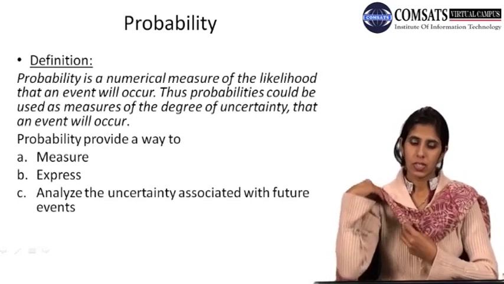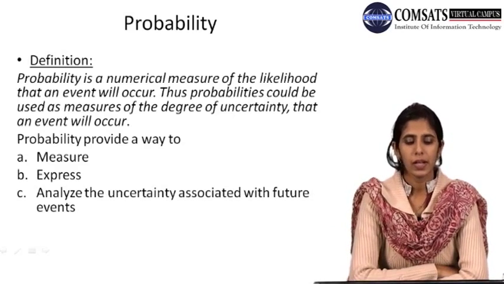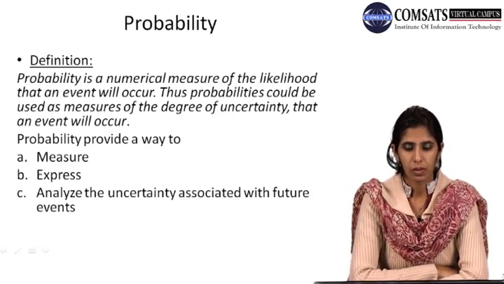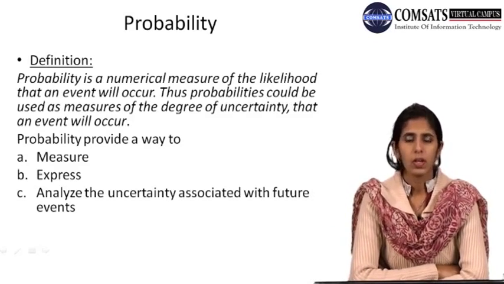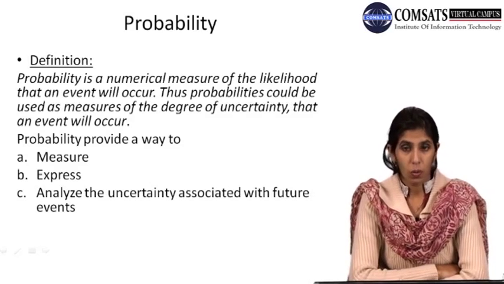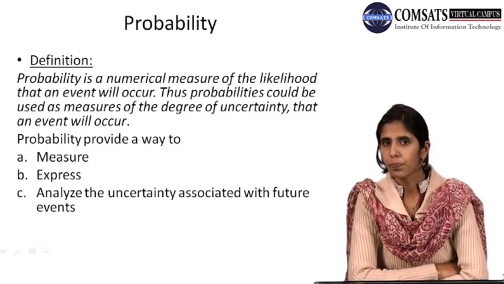Now what does the definition state? Probability is a numerical measure of the likelihood that an event will occur. Thus, probabilities could be used as a measure of the degree of uncertainty that an event will occur. Ek event hoga in future successfully, positively, ya nahi hoga?